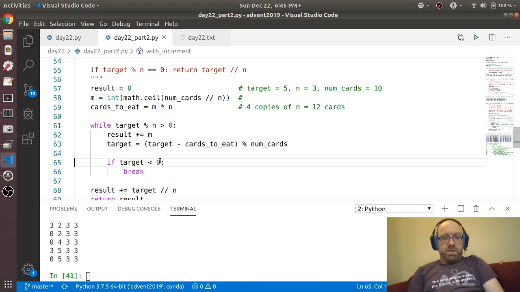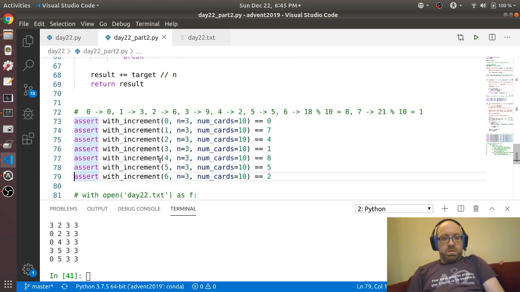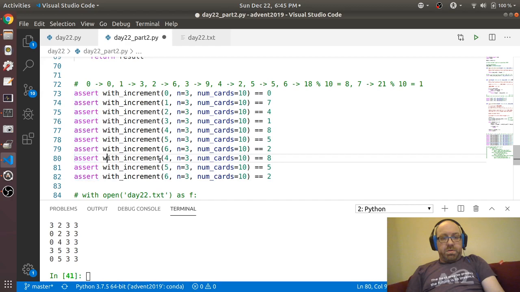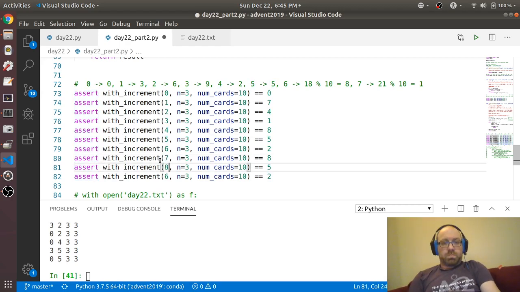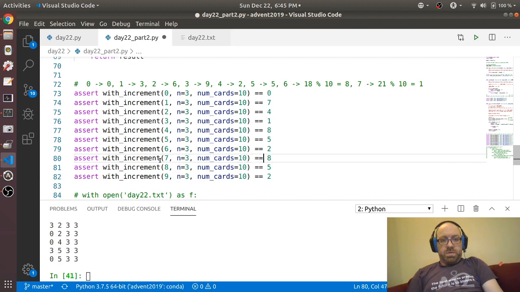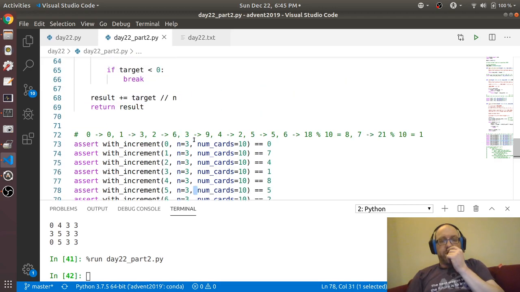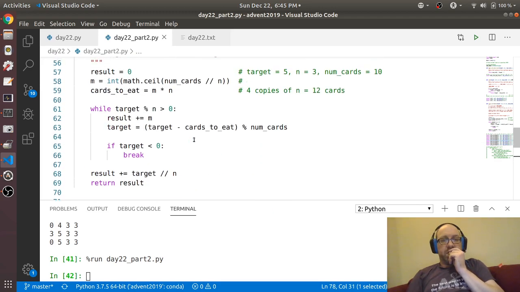I can do that. And let's do 7, 8, 9. So to get to 7, I'll get 27, which is 9. To get to 8, I'll do 18, which is 6. And to get to 9, I'll do 3. So this works. And now let's make it more efficient because it's doing the same thing over and over again.